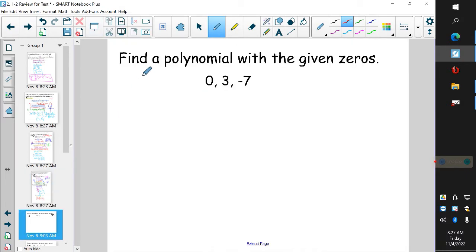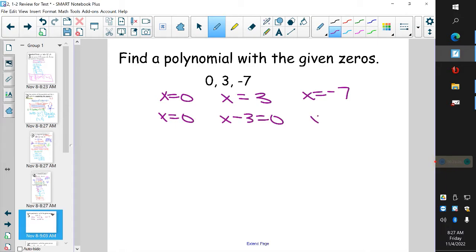All right, make sure you're with me, guys. Here we go. Next one. It says find a polynomial with the given zeros. When it says to find the polynomial with the given zeros, what does that mean? We're going backwards. So x is equal to 0, x is equal to 3, and x is equal to -7. So x equals 0 is still the same. Bring that 3 over by subtracting it, and bring the 7 over by adding it. Yes? So now we're going to do what with all 3 of those things?